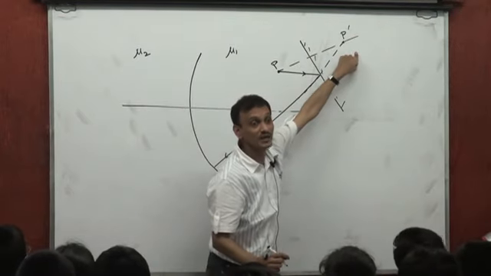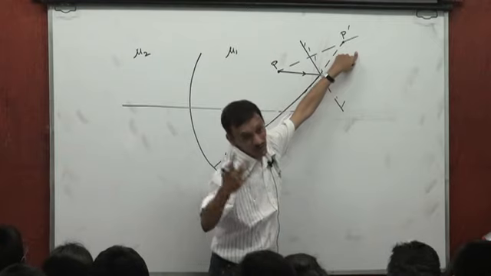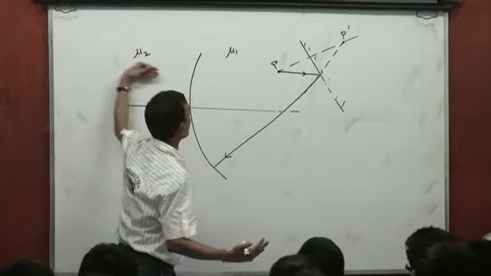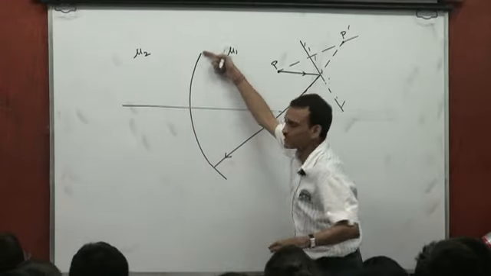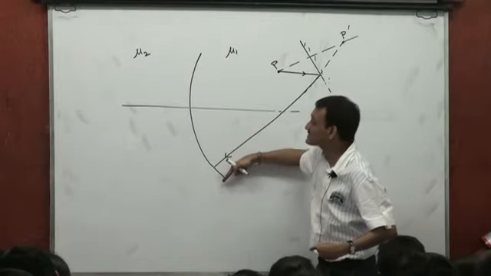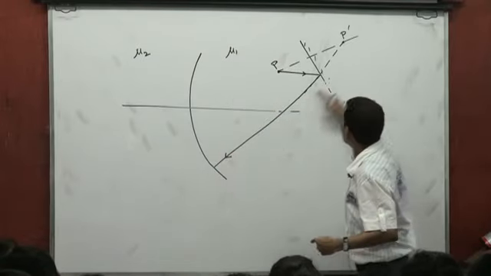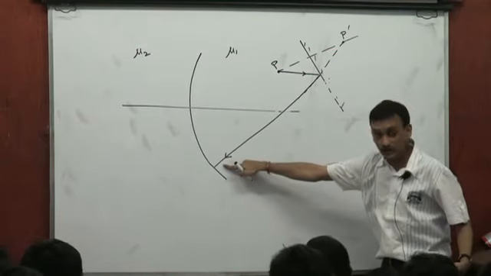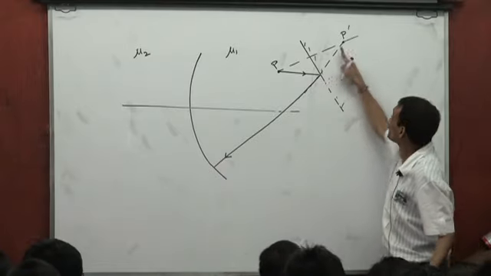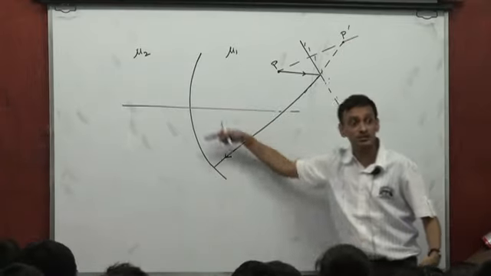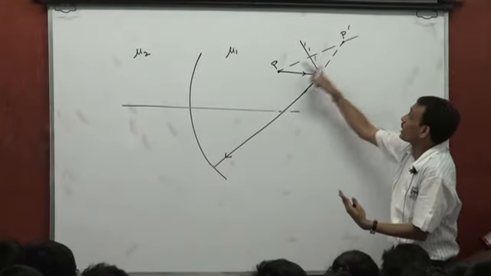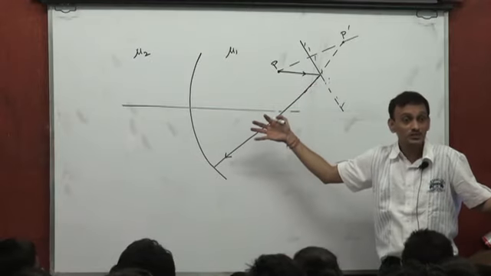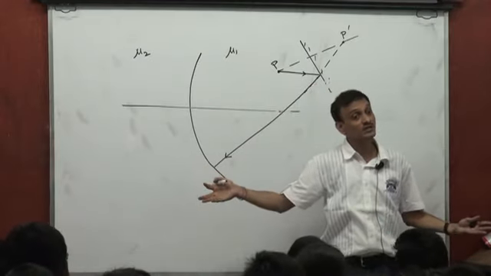It could lie in a space behind the mirror somewhere here, which may not be either mu1 or mu2. For a ray that intercepts the boundary of separation, that ray seems to be coming from P prime. So P prime should be treated as the object for further refraction. Does it lie in mu1 or mu2? No. So the object does not lie in the object space or the image space.